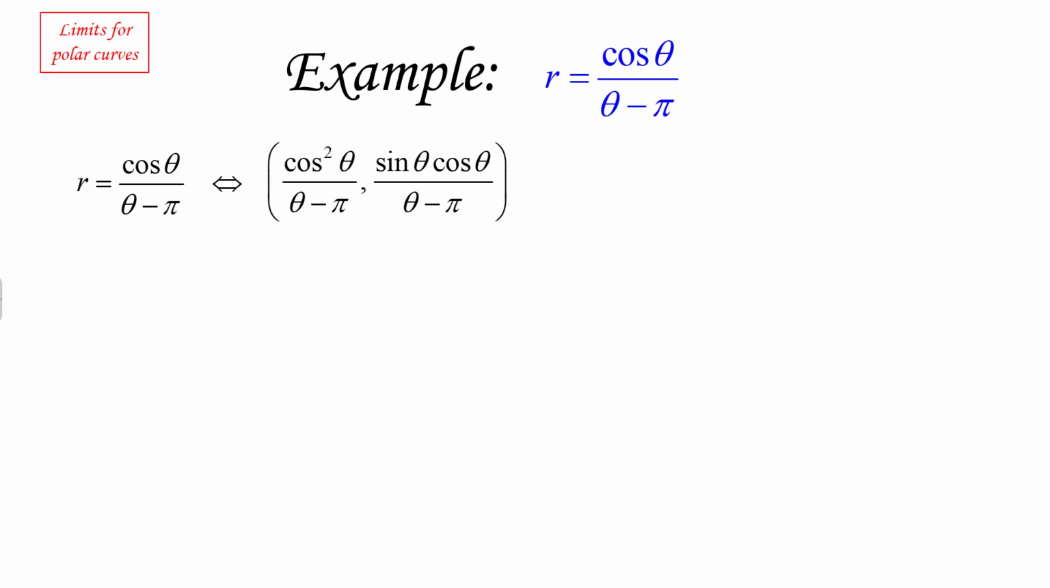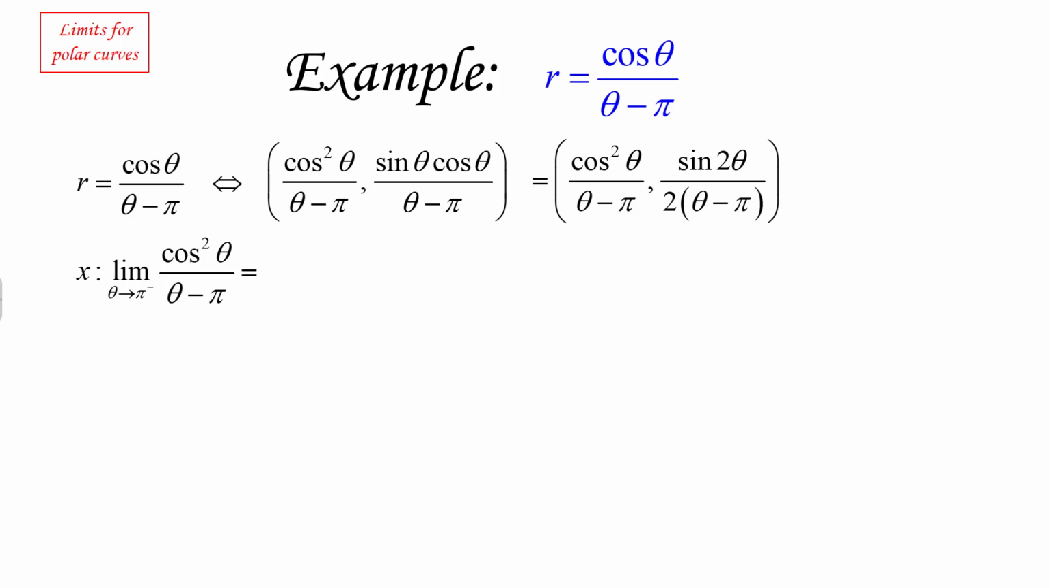Now, in order to facilitate what we're going to be doing later, I'm going to change the second formula a little bit. I'm going to write the right-hand side as sine of 2 theta over 2 theta minus pi. Remember that sine theta cosine theta is a half of sine of 2 theta, so I'm changing it in that form, and you'll see in a minute why. So, first of all, let's find out what happens to the x-coordinate. As theta is approaching pi from the left of now the formula cosine squared of theta over theta minus pi, the top now is approaching 1 because it's being squared, and the bottom is still approaching 0 with negative values.